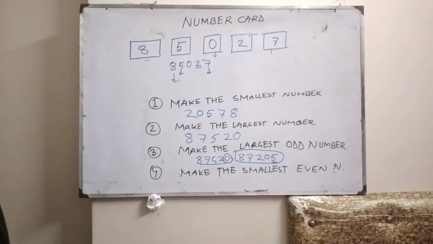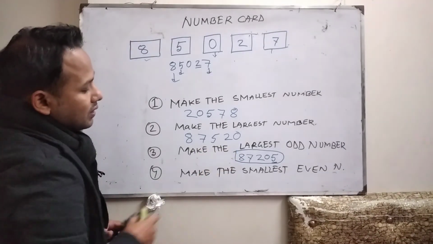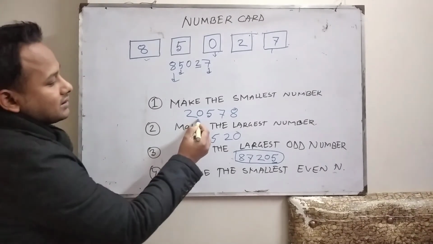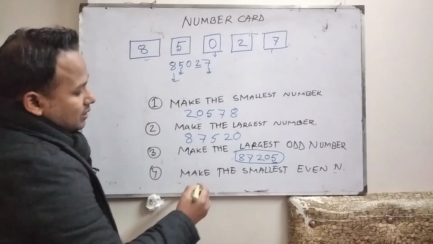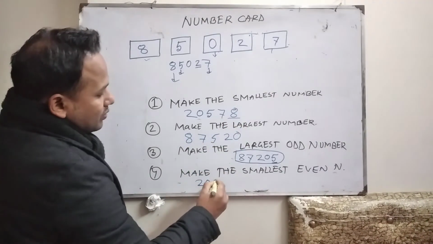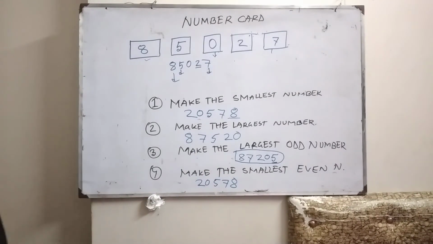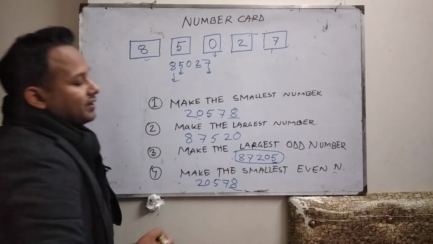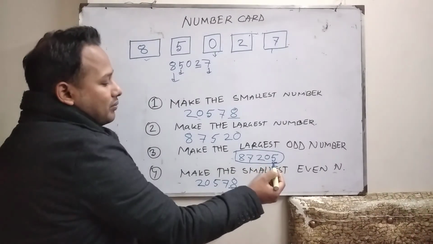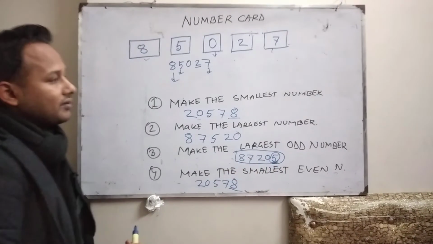Now make the smallest even number. So our smallest number was like this. Okay, so it is already an even number, so we are writing this 20578. That is our smallest even number, because the last digit is even here. And this was our largest odd number, because this 5 is odd over there.